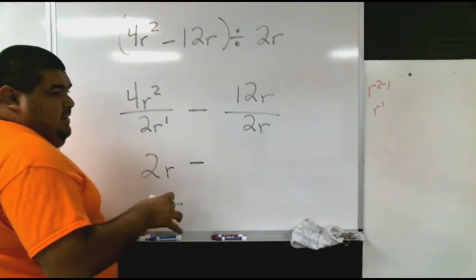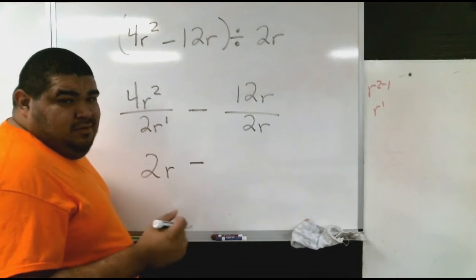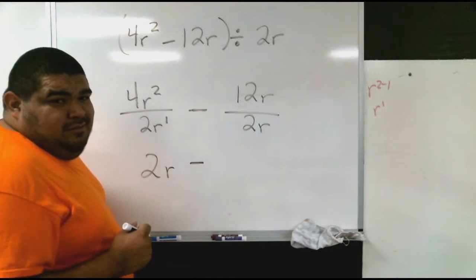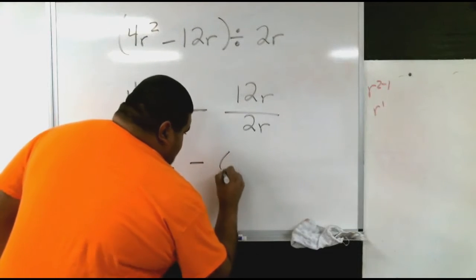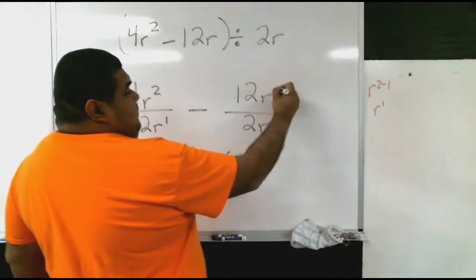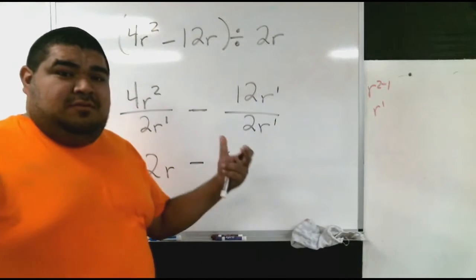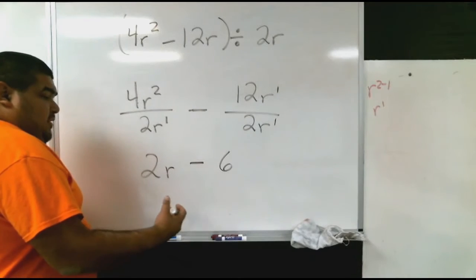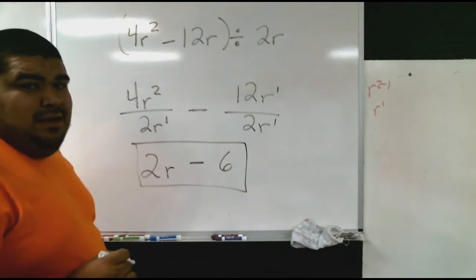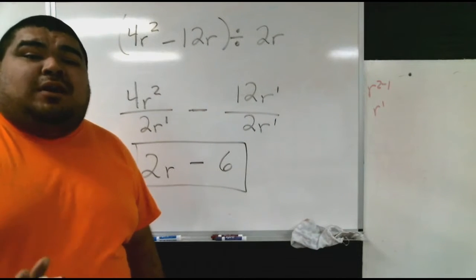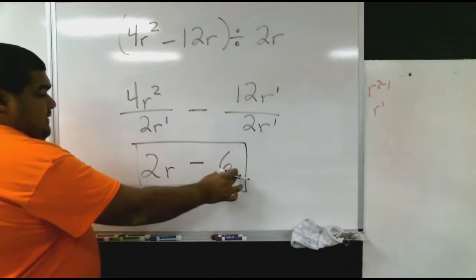Minus, again, notice that the 2 can go into the 12. 2 can go into 12. Any suggestions? 6 times, right? So 2 can go into 12 six times. Again, there's nothing there, so there's a 1. So r to the 1 minus r to the 1, they cancel out. So our answer is 2r minus 6.